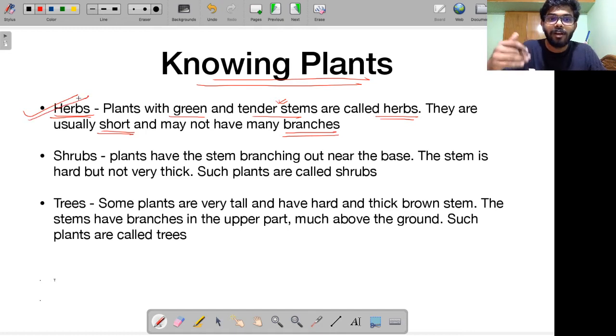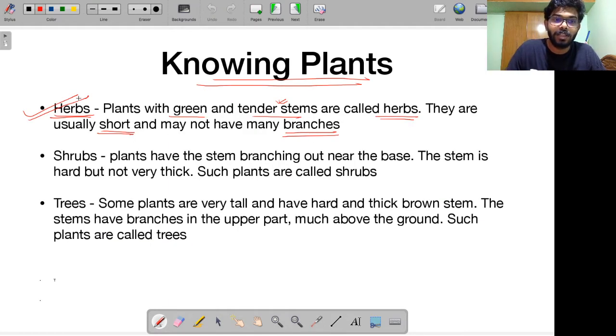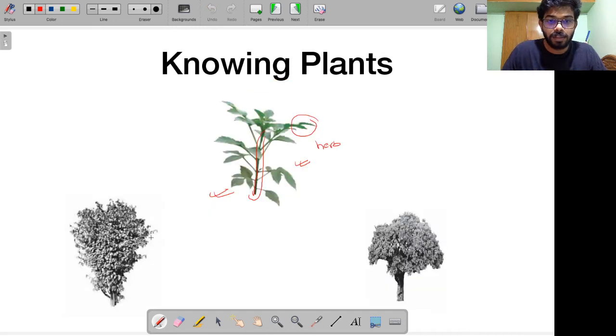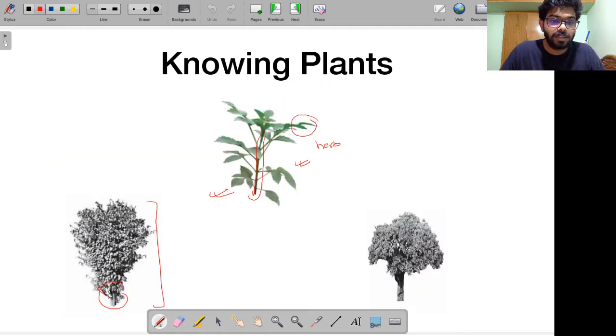Okay, next we have something called shrubs. Remember, this year a significant number of questions were asked from agriculture, so you should know the difference between herb, shrub and trees. What are shrubs? Shrubs are basically plants. They have stem branching out near the base. Okay, look at this. This is an example of a shrub. Look at this. What is happening? How did I describe? Plants have stem branching out near the base. This is their base. Here you are branching out.